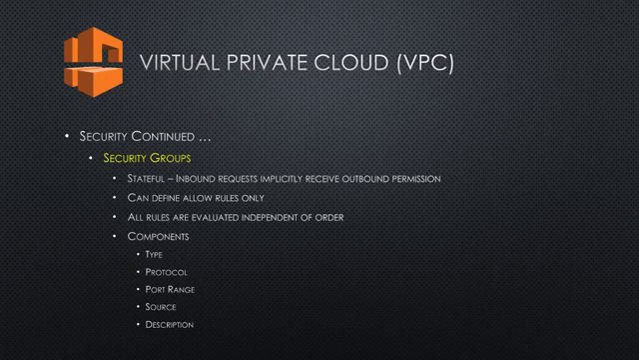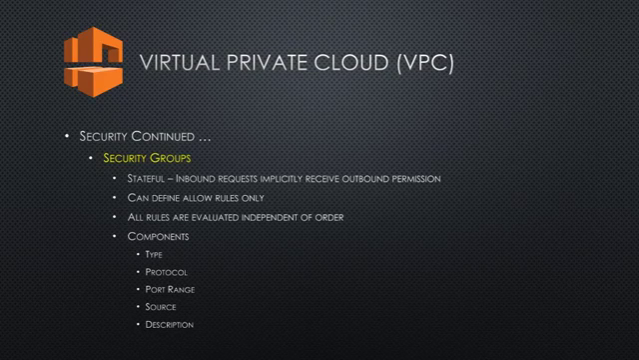Okay, security groups. These are the second type of security control within a VPC. You will use security groups quite often. Security groups are what we call stateful, which means inbound requests implicitly receive outbound permission.